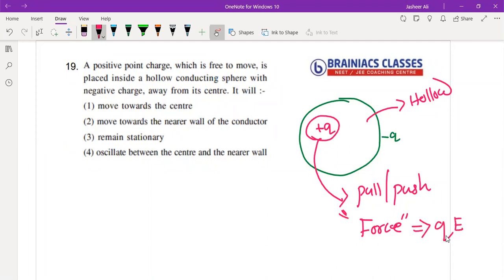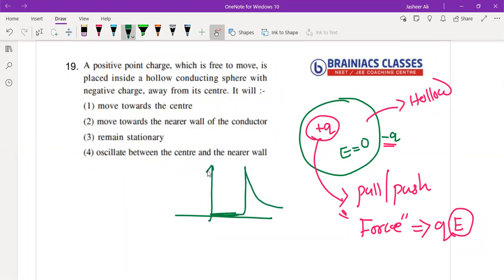So in electrostatics, force equals qE. The charge q is here, plus q. So E, the electric field, should be there. If there is some electric field, definitely force exists and this charge will move. Now this is a hollow conductor, with a charge of minus q. What is the electric field intensity inside a hollow conductor? It is 0. In the theory class, we have learned a graph like this: the electric field is 0 inside the conductor, and outside it decreases like this.